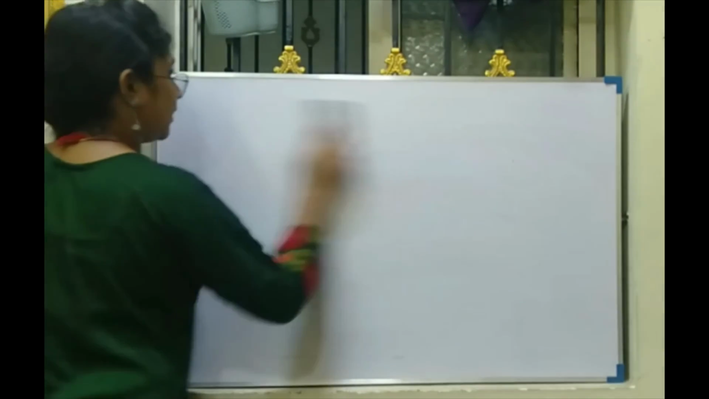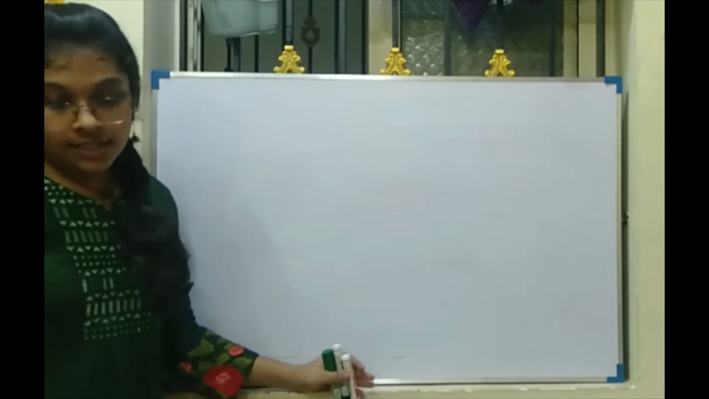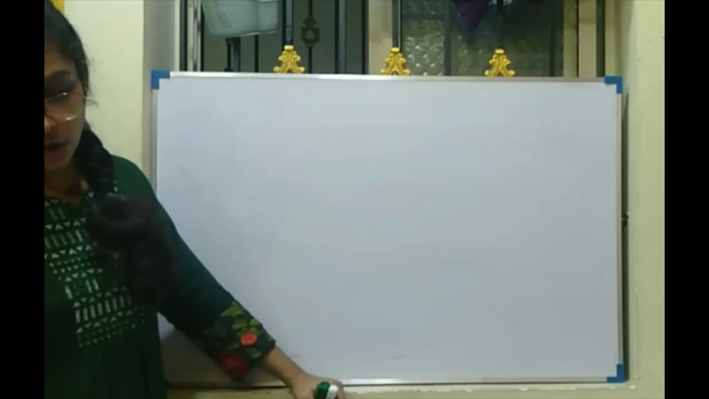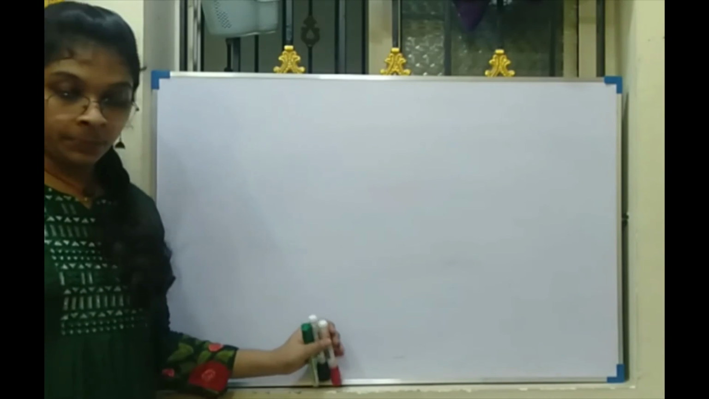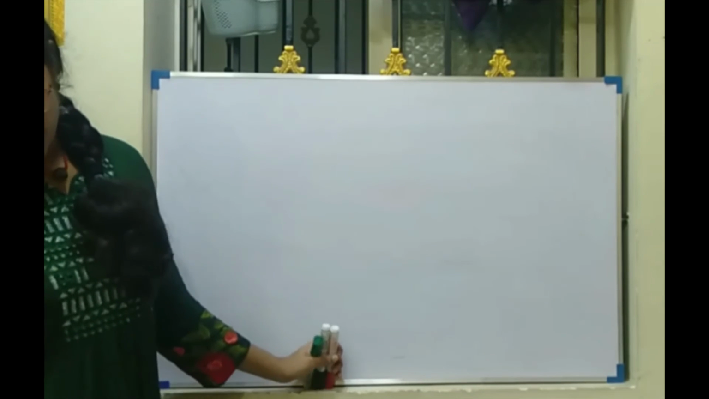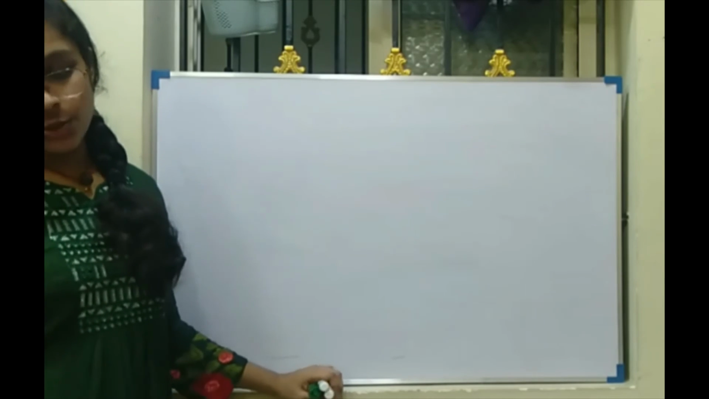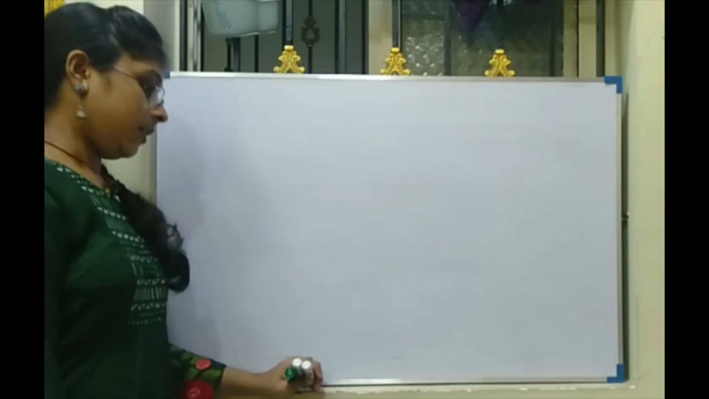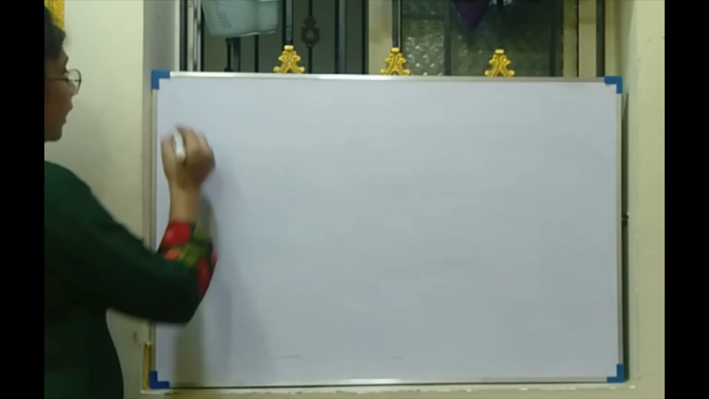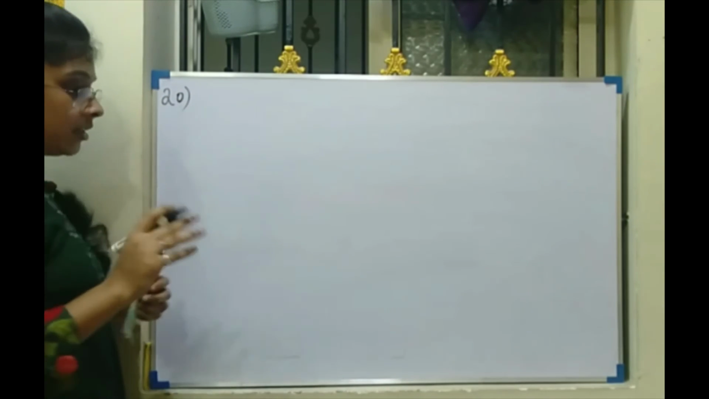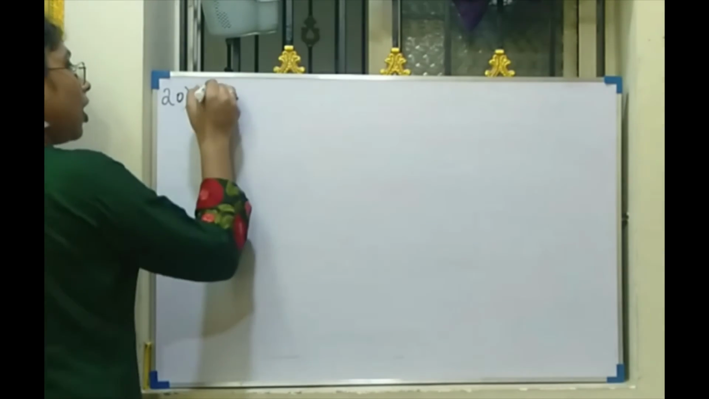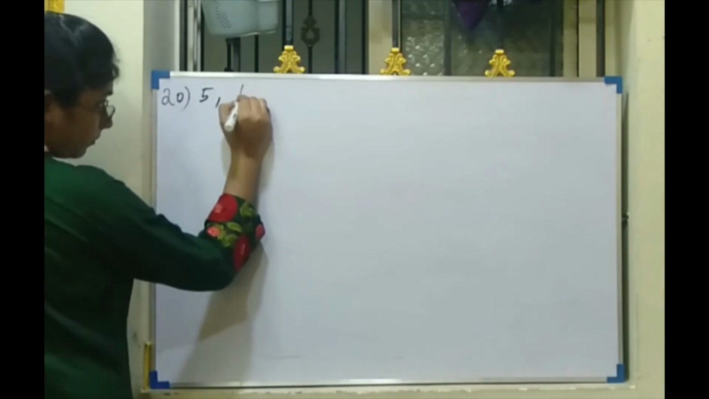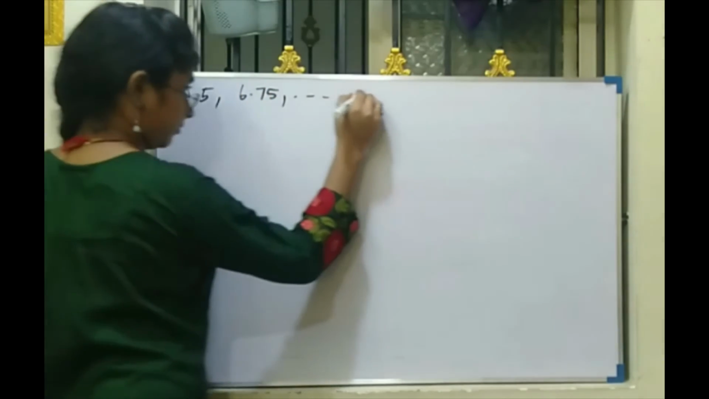Question number 20. Question is, Ramkali saved rupees 5 in the first week of a year and then increased her weekly savings by rupees 1.75. If in the nth week, her weekly savings become rupees 20.75, find n. Okay, it is a direct question, says we have to find the n. Now what is your AP? My AP will be like this.